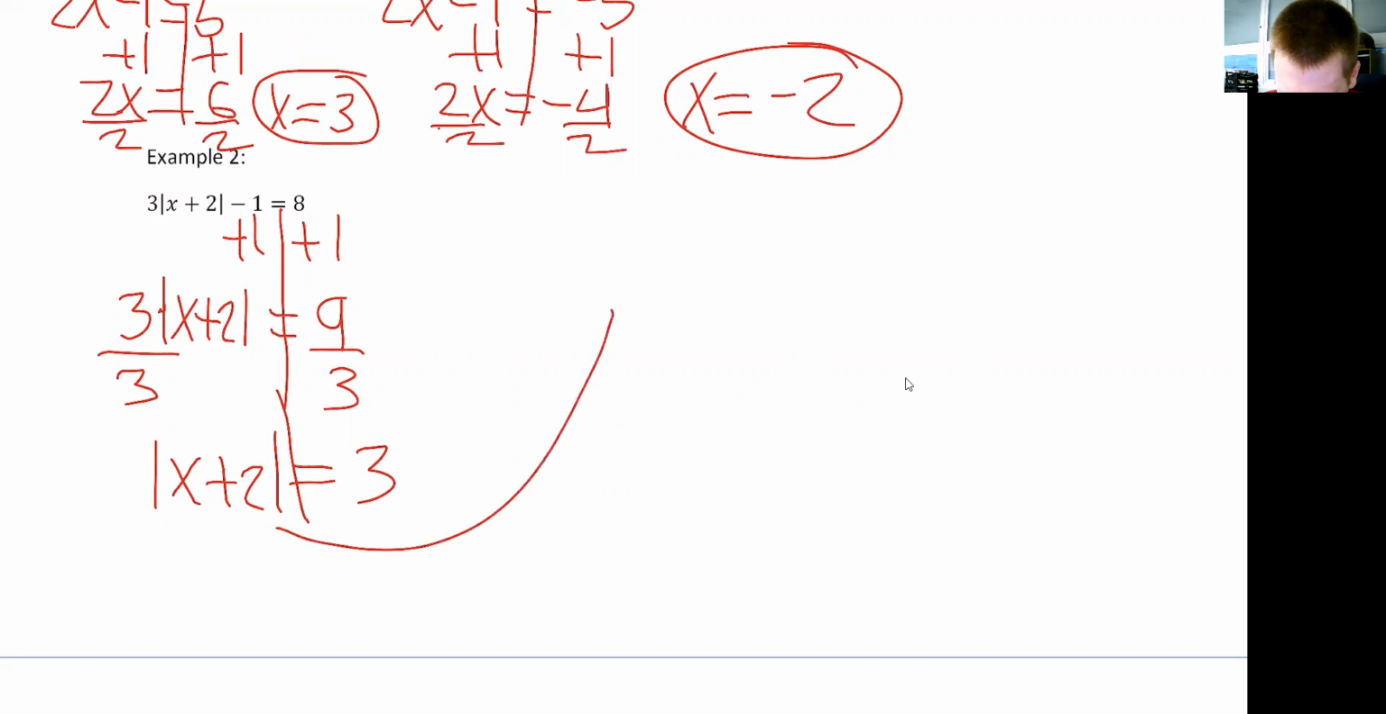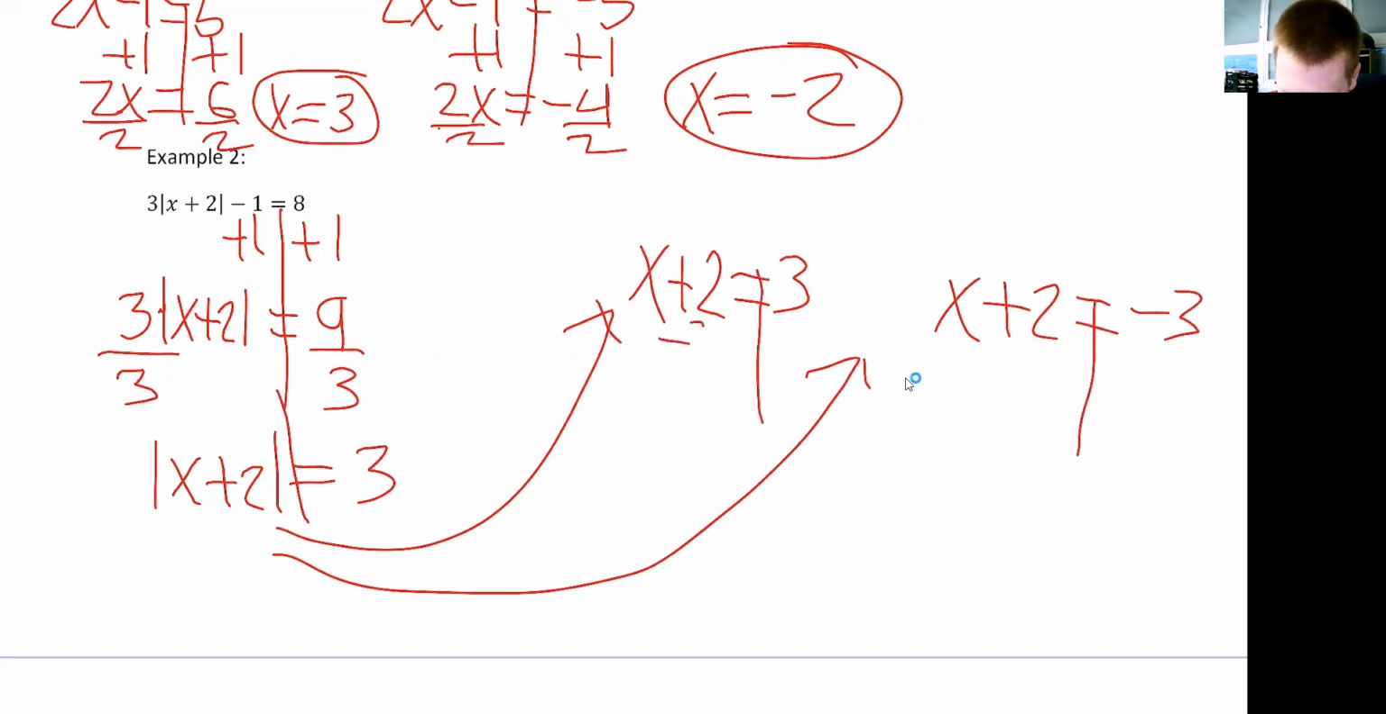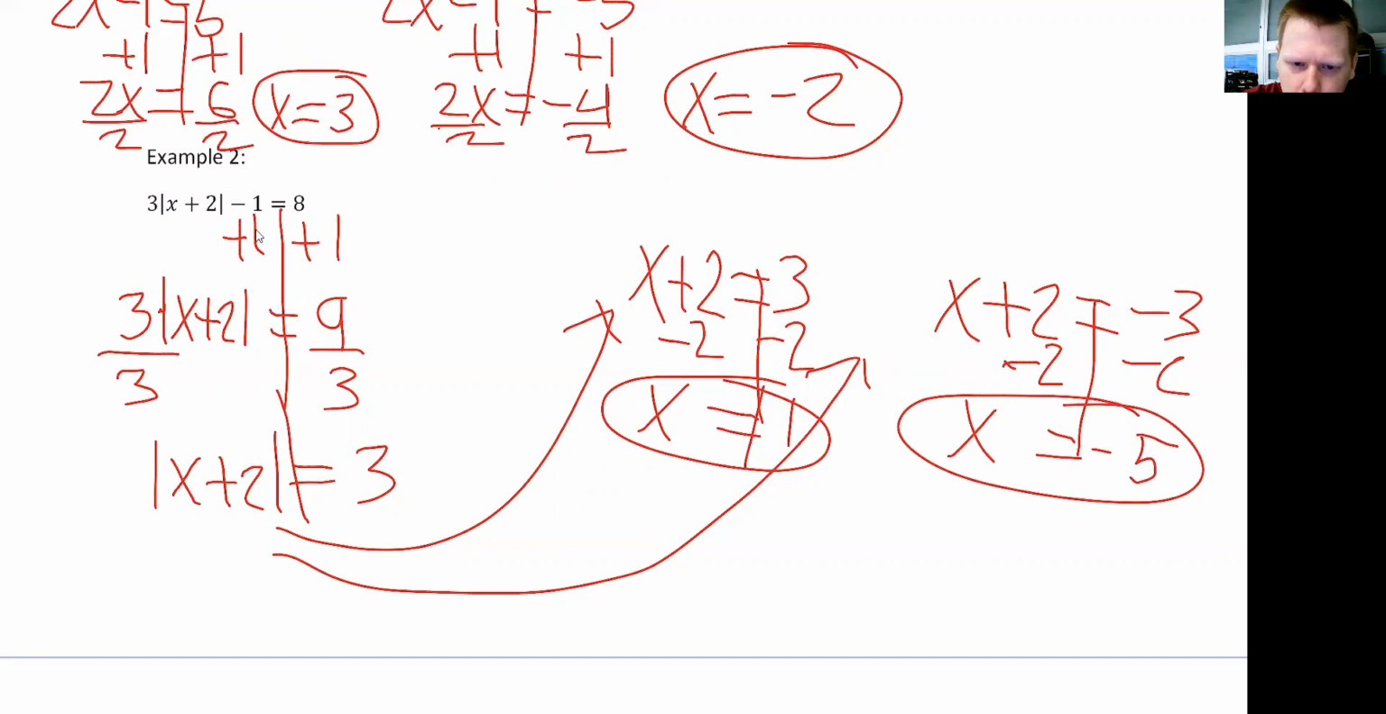I'm going to write these over here because I'm running a little bit out of space. But you would have x plus 2 equals +3, and you would have x plus 2 equals -3. And then you would just solve these simple equations. You would subtract 2, you would get x equals 1. You would subtract 2 from -3, and you would get x equals -5. And like I said, if you plug these back in, you would see that both of these would equal 8.